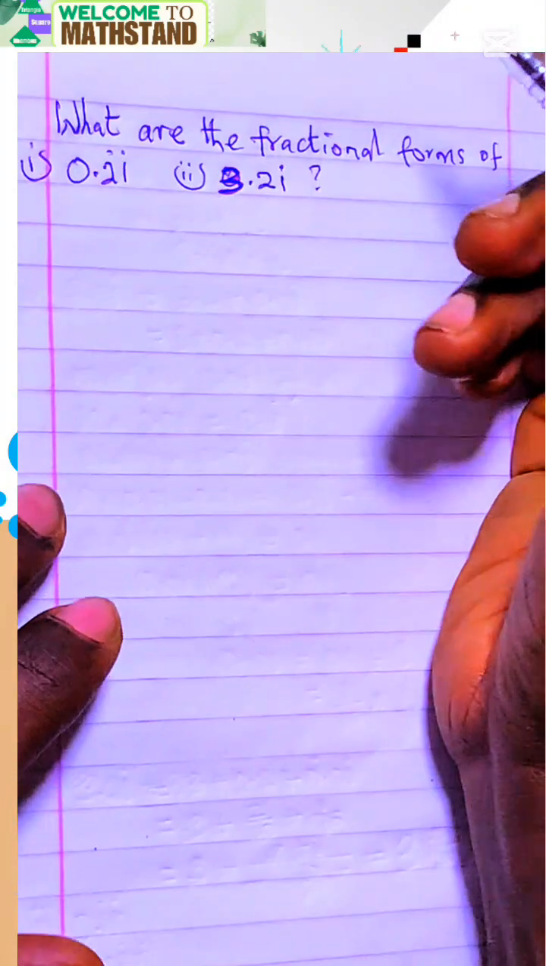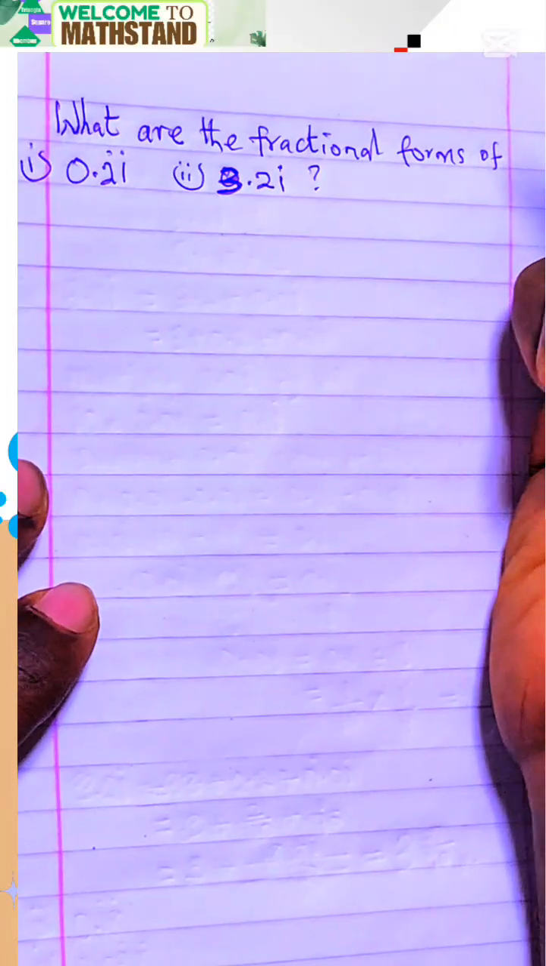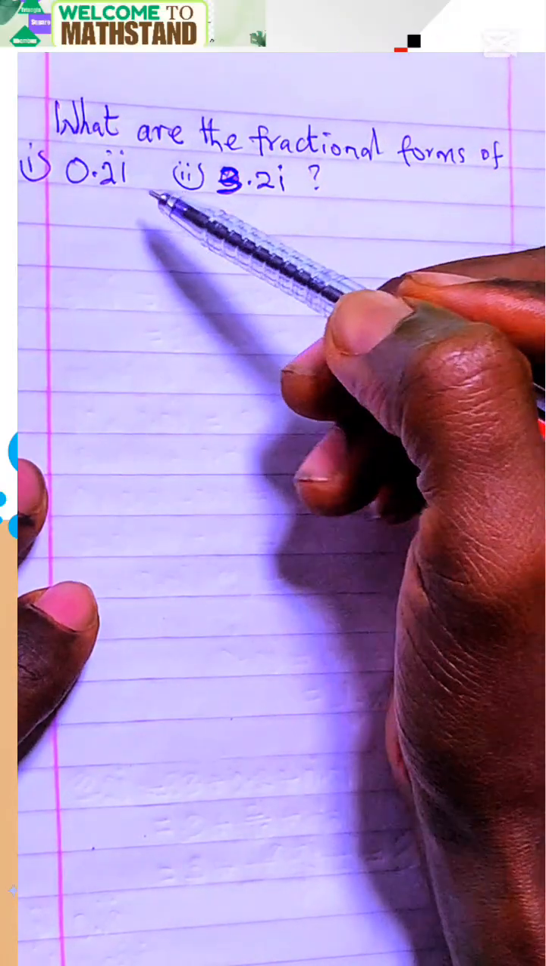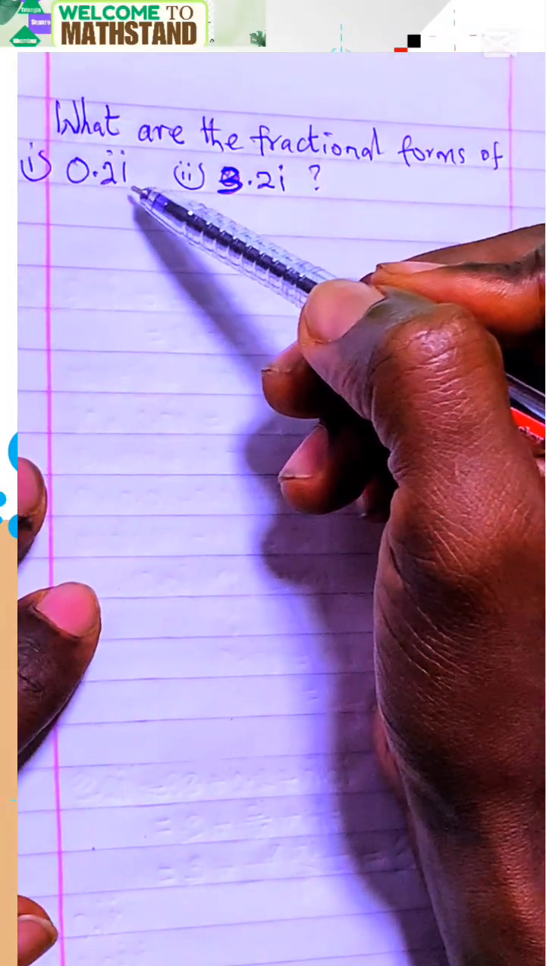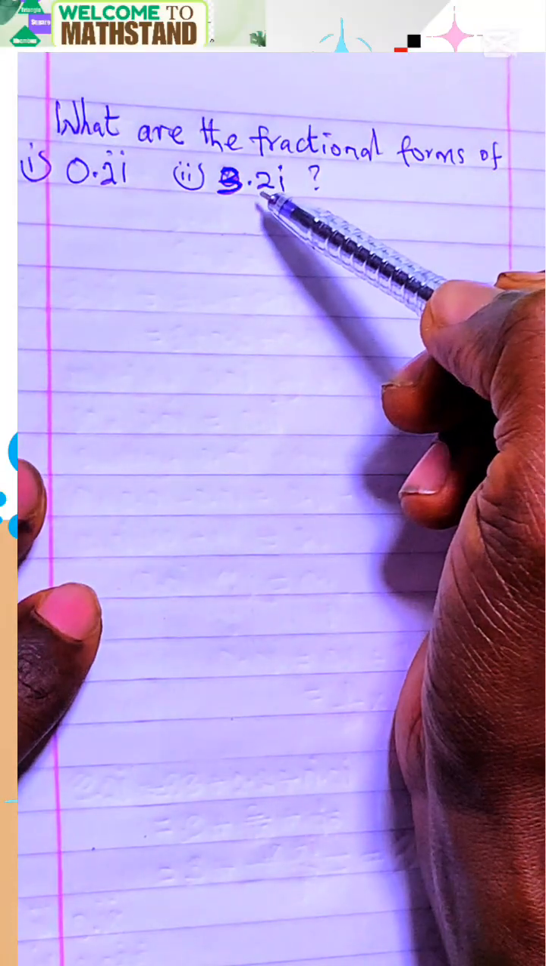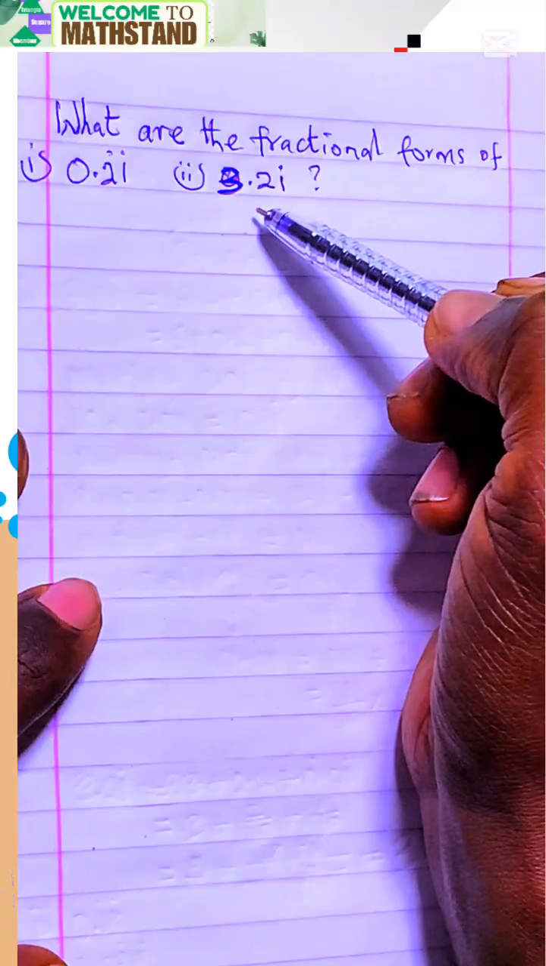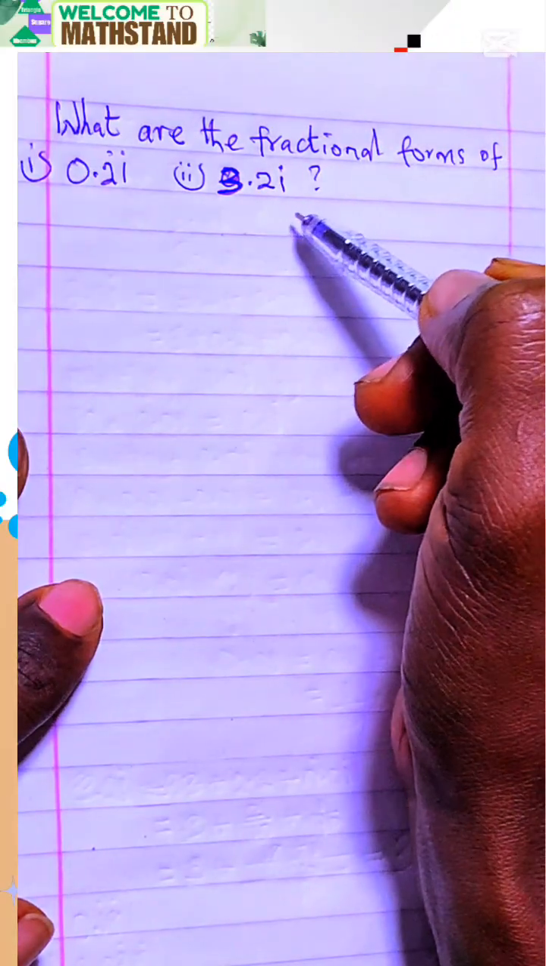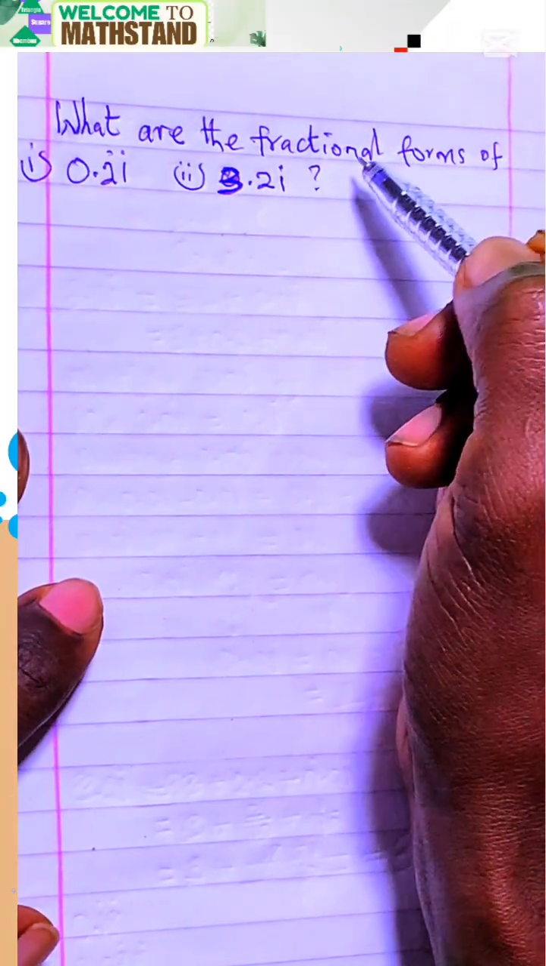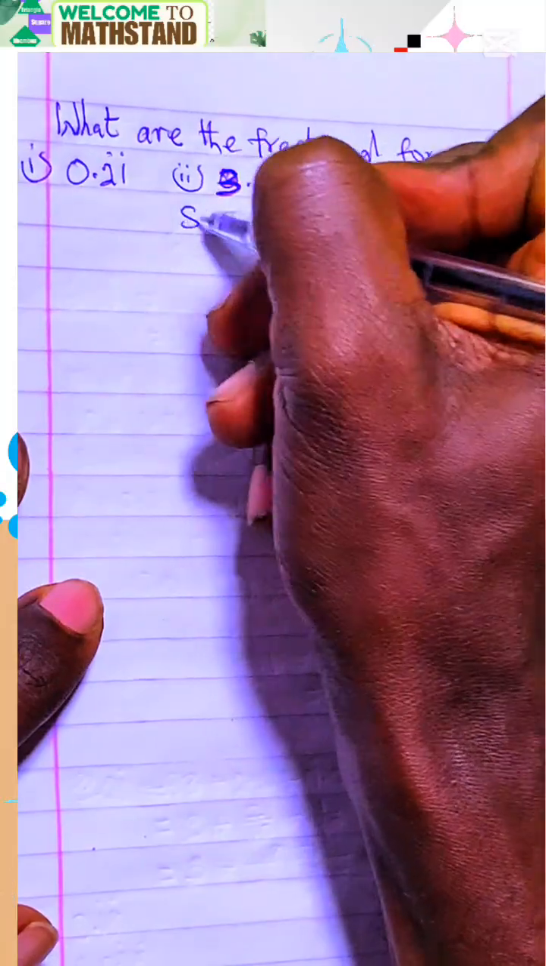Welcome back. In our last video we solved the first one here, 0.21 recurring. So in this video we will go straight to the second equation, changing 3.21 with recurring 1 to a fractional form. So, solution.